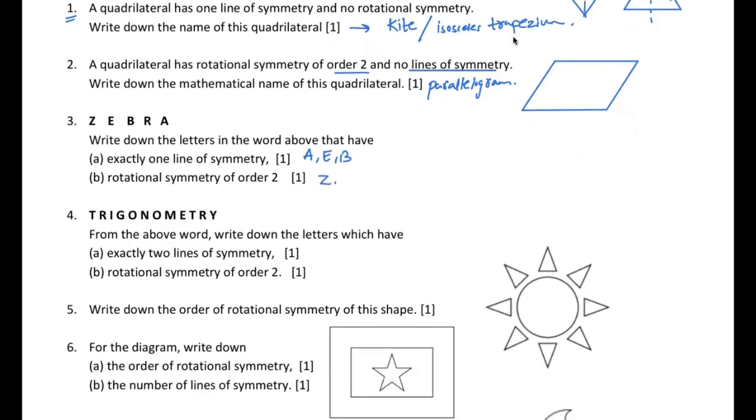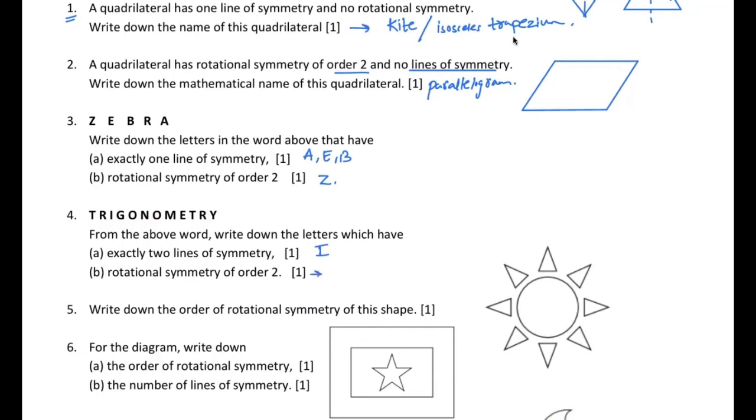Okay. The word is trigonometry. Write down the letters which have exactly two lines of symmetry. I, O. O doesn't have any finite line of symmetry. It has infinite lines of symmetry. T. Okay. I. Yes, for the first part, only I is going to be the answer. I has two lines of symmetry.